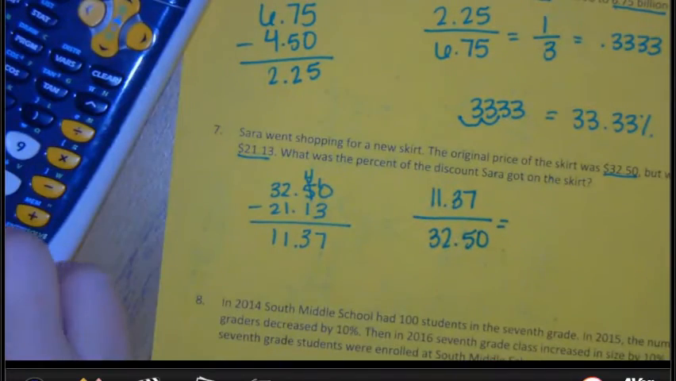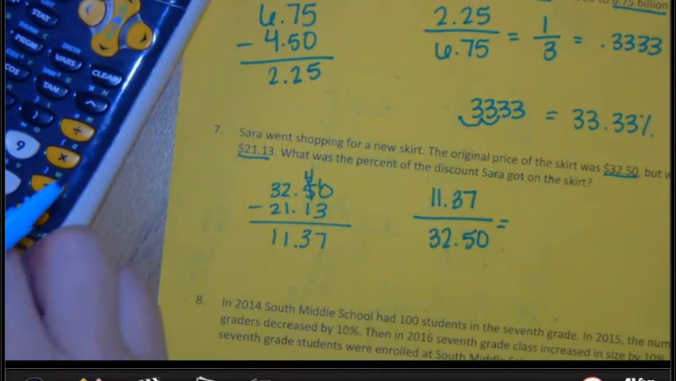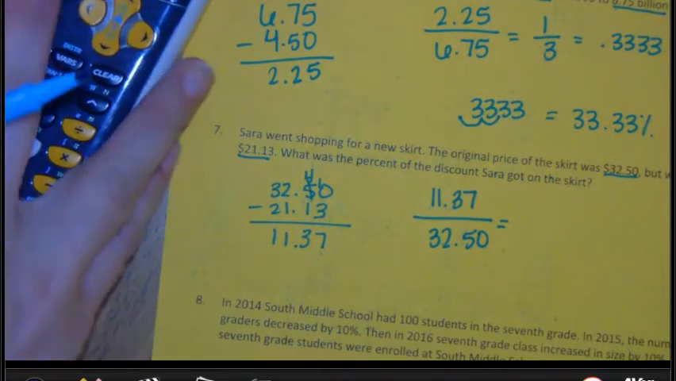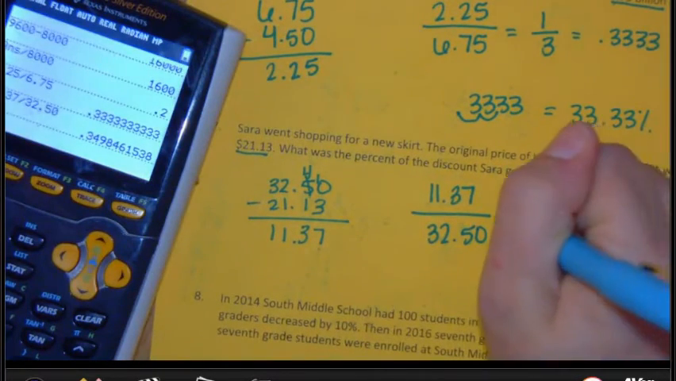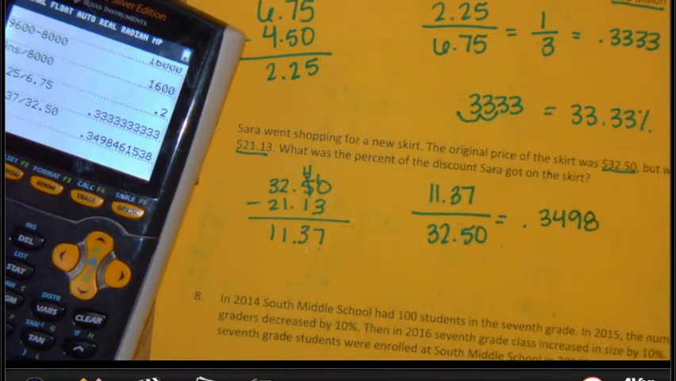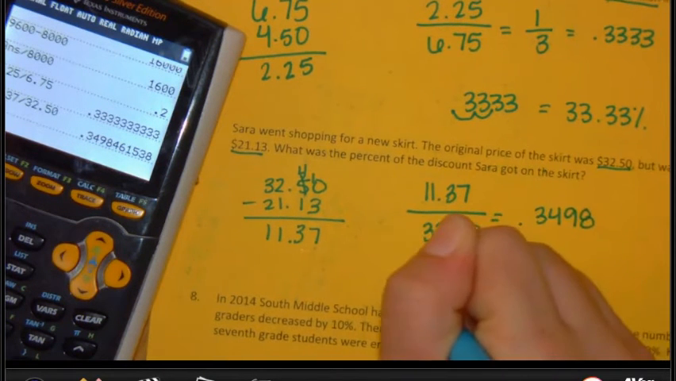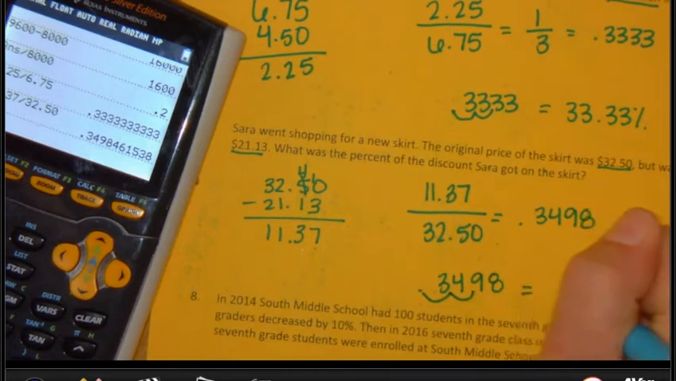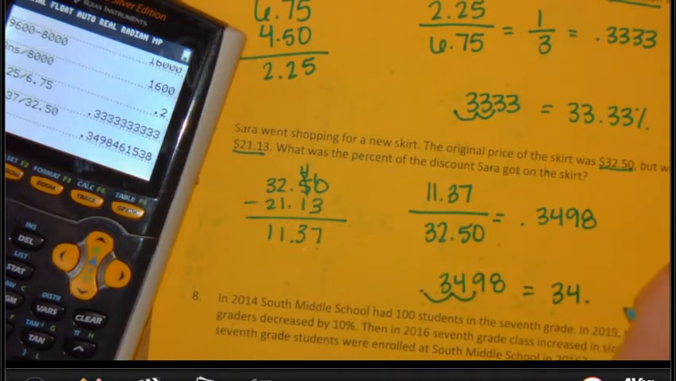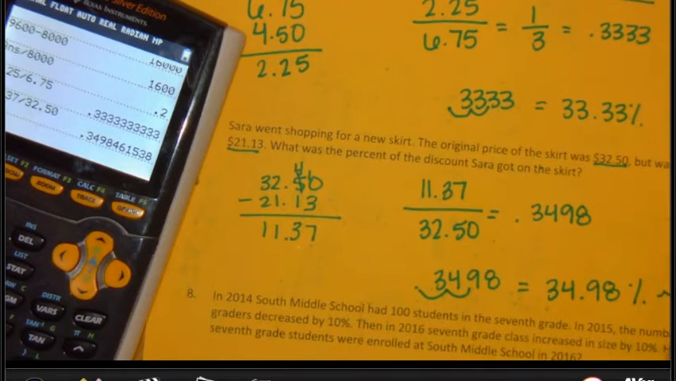Okay, we're going to use our calculator again, 11.37 divided by 32.50, because we've done plenty of these by hand. And I'm going to see that it's 0.3498. So 0.3498, move it 2 times to the right, and roughly a discounted price of 34.98%, or you guys can say about a 35% discount.